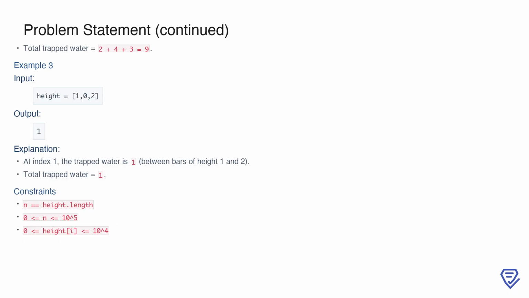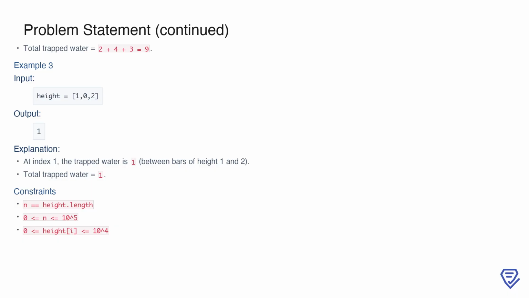Moving on to the third example, we have an input of 1, 0, 2. In this case, there's 1 unit of water trapped at index 1, which is the valley between the bars of height 1 and 2. The total trapped water here is simply 1.